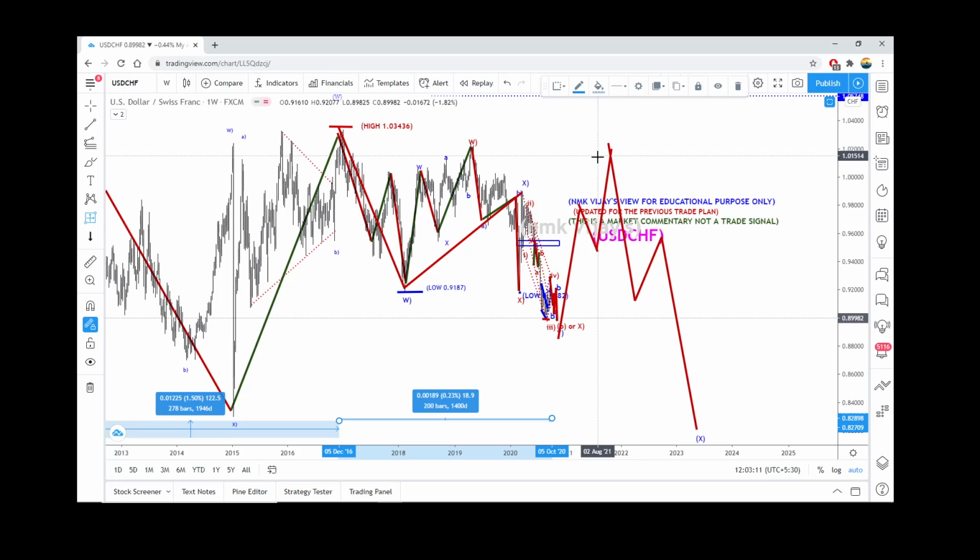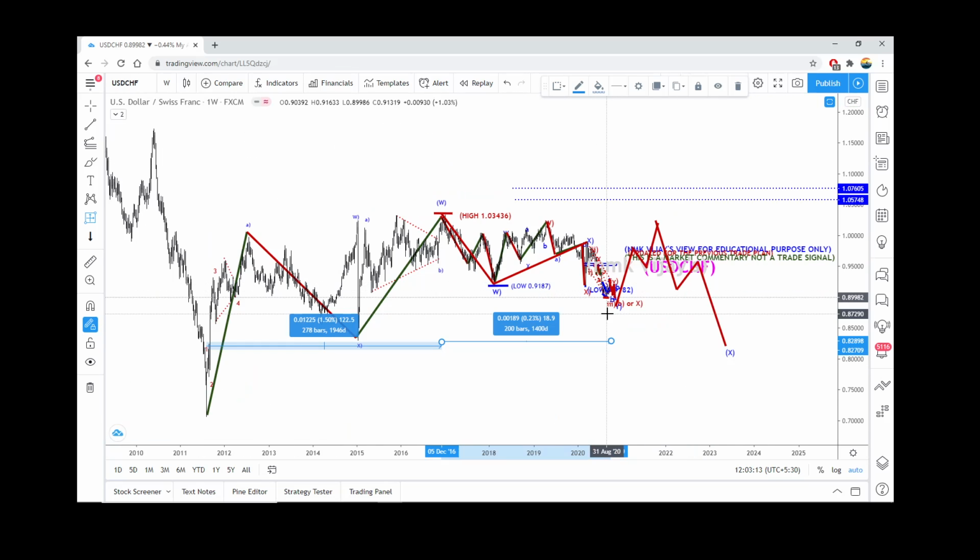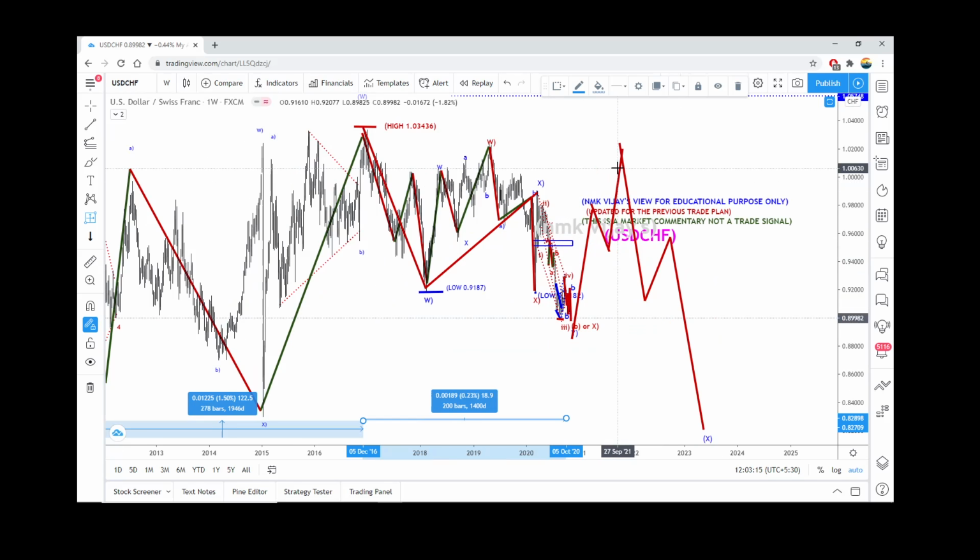But in this wave, my target from here onwards is to be in buy and sell, not in sell and buy.